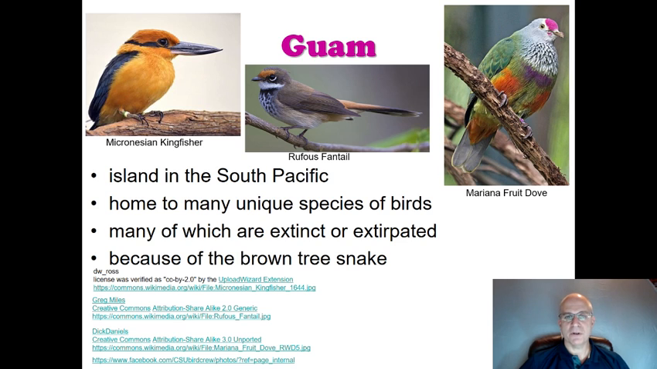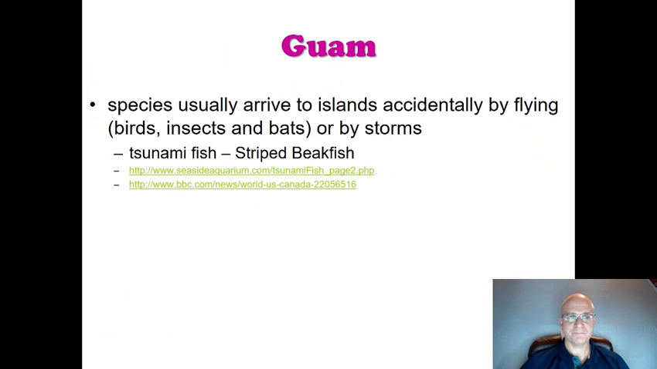And here's some of the birds. Now these have been extirpated, so they're no longer found on the island of Guam, but these particular species can be found other places: the Micronesian kingfisher, the rufous fantail, and the Mariana's fruit dove. There are some species of birds that are completely extinct. You can no longer find them at all because of this brown tree snake.